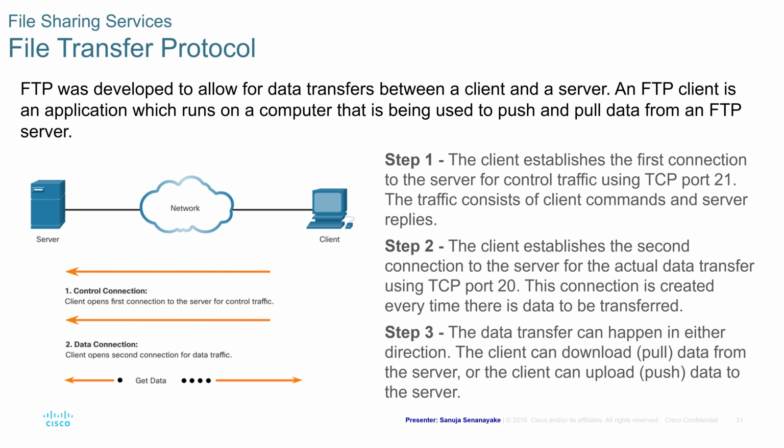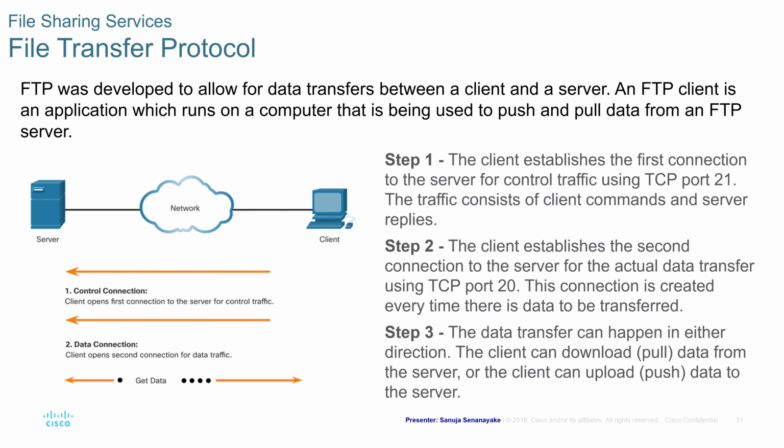So how this protocol works is, in step 1, the client establishes the first connection to the server for the control traffic using TCP port number 21. Again, remember the differences between TCP and UDP protocols from our previous lectures. And if you don't remember that, you should go ahead and check that on my YouTube channel. It's in the same lecture series. So FTP uses TCP, which is a reliable connection, and it uses port number 21. The traffic consists of client commands and server replies.